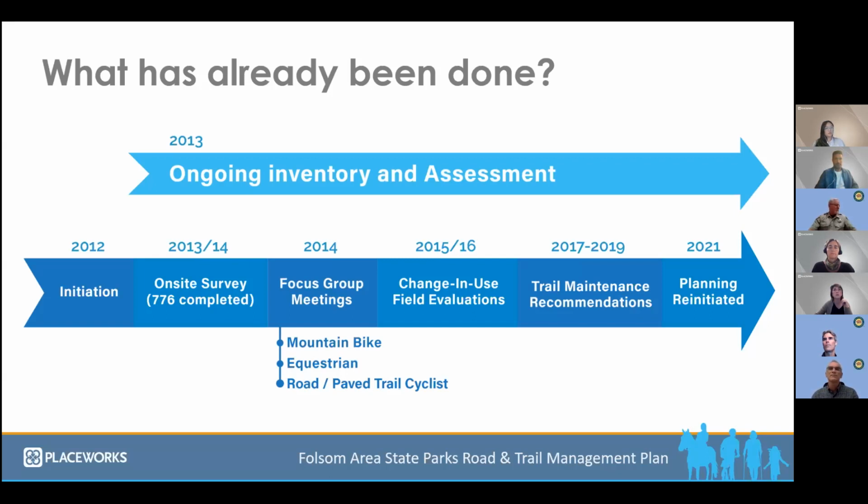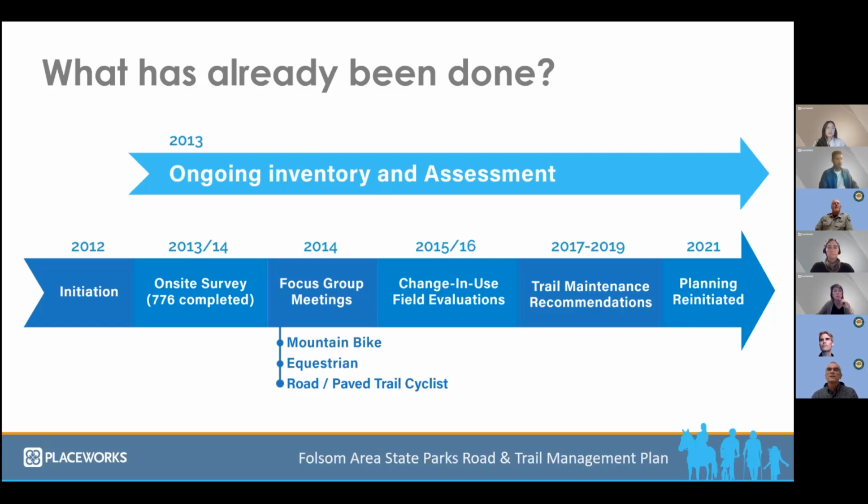work is ongoing. An on-site visitor survey was conducted in 2013 and 2014 to gather input from trail users on how they use the trails and to get their ideas on how trails might be improved. This visitor intercept survey was implemented at 18 locations in the park over the course of a year, resulting in over 750 completed surveys.